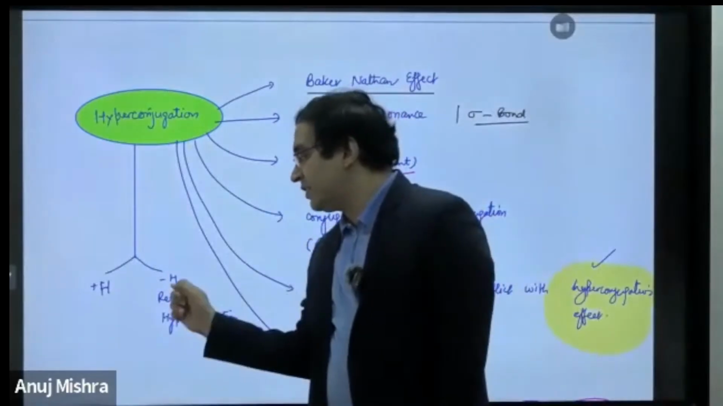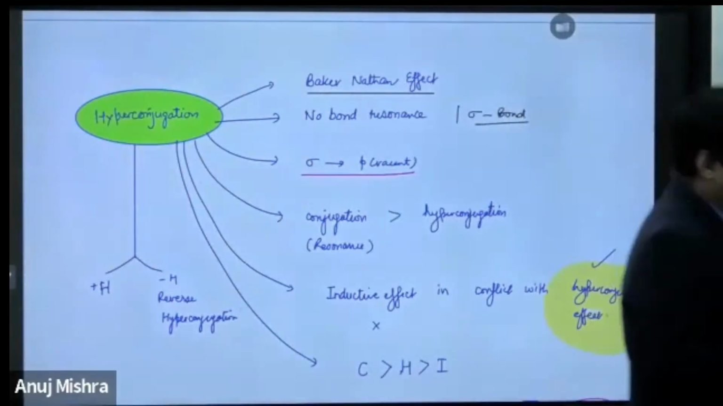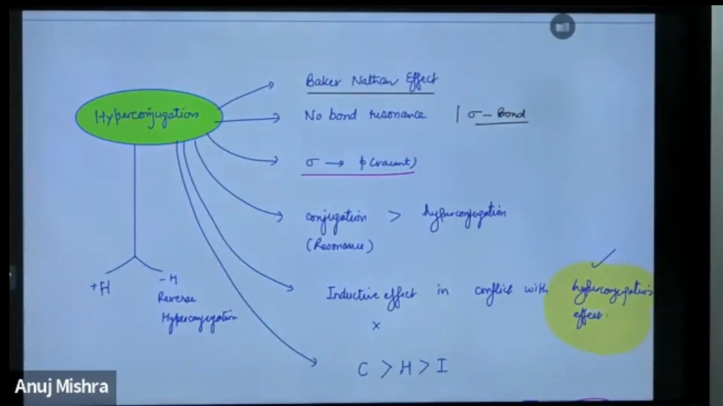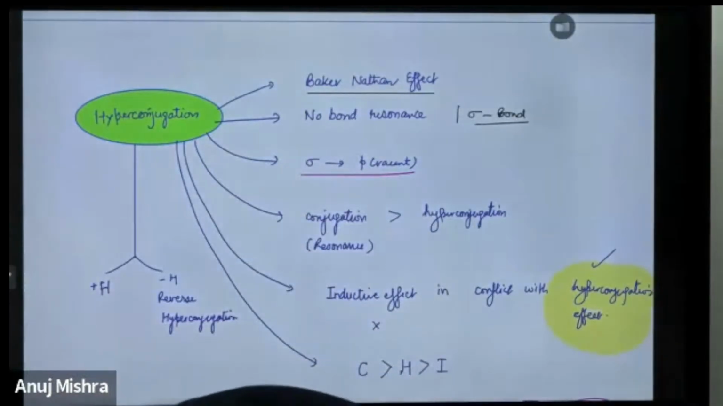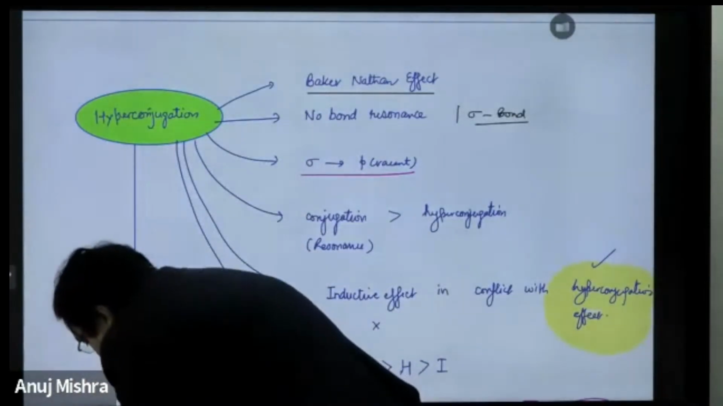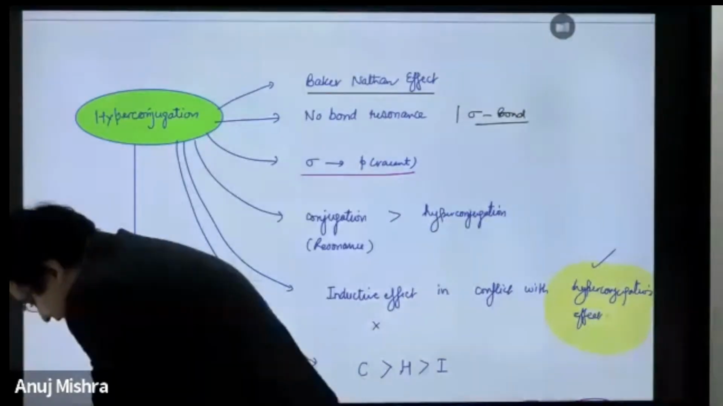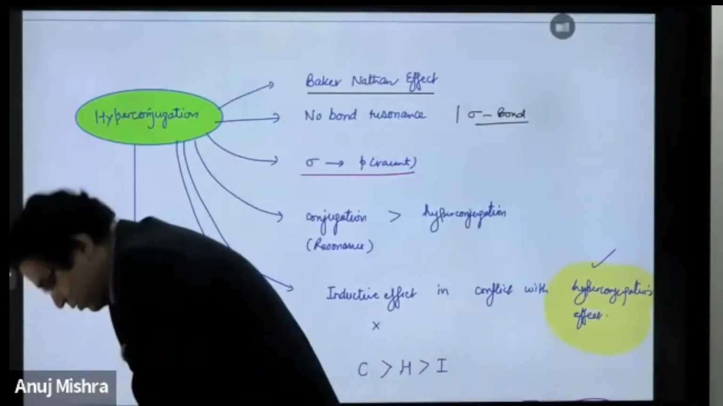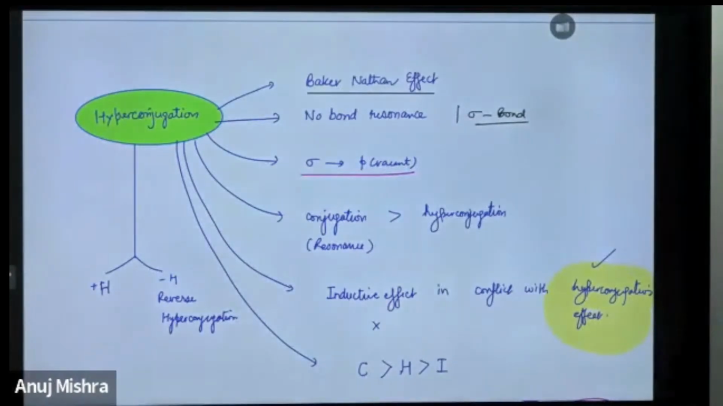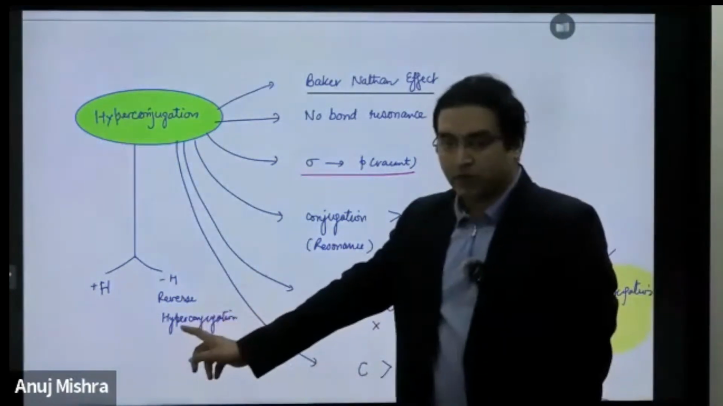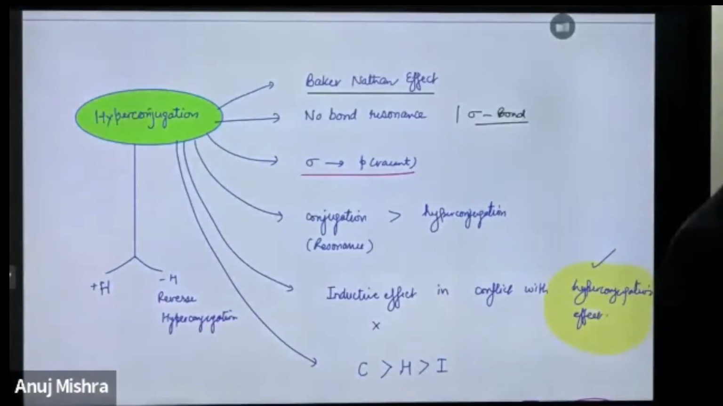Hyperconjugation can be of 2 types: plus H and minus H. Mesomeric can be plus M and minus M. Resonance can be plus R and minus R. Inductive can be plus I and minus I. Likewise, hyperconjugation can be plus H and minus H. ठीक है? Minus H को बोलते हो आप reverse hyperconjugation. We'll talk about this also. Reverse hyperconjugation.